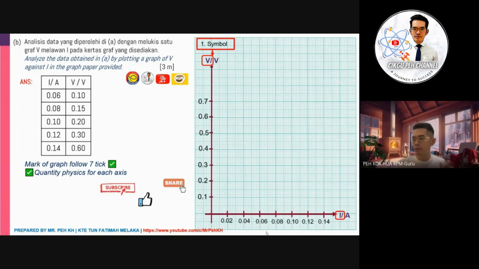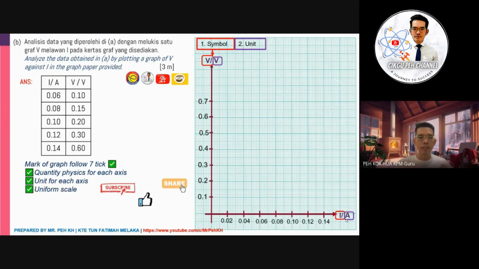In total we have 7 ticks you need to fulfill. Then the second tick is you need to give the unit for both the y-axis and x-axis here. Since the question asks you to plot V against I, V will be the y-axis, so the unit will be volt. Then for I, the unit will be ampere. Okay, so this will be the second tick.